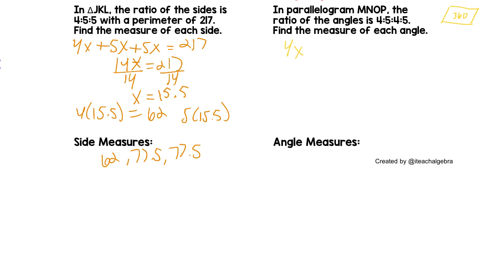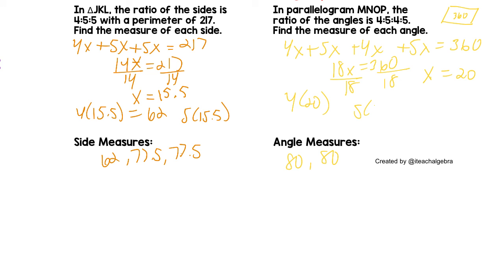So we have 4x plus 5x plus 4x plus 5x is 360. Combine like terms, and we get 18x is 360. Divide by 18, that gives us x is 20. We plug these in, we get 4 times 20 is 80 twice, and 5 times 20 is 100 twice.